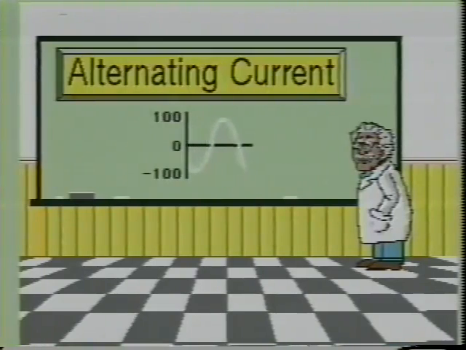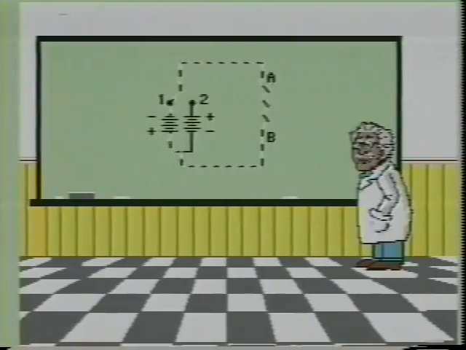What is AC? By definition, AC stands for alternating current. AC is a current that periodically changes in magnitude and direction. Here we see a diagram of a circuit that can be used to produce an alternating current.